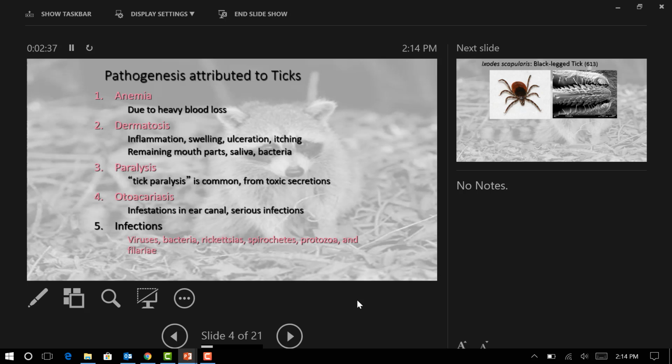Those are most often. Anemia is fairly rare, especially with an animal our size, maybe with an animal his size, but with an animal our size, you'd have to have a lot of ticks feeding really heavily to experience any level of anemia. Dermatosis, inflammation, that's going to be fairly common. Tick paralysis can be fairly common, but it tends to be short-lived paralysis. Otoacariasis, infestations in the ear canal, can lead to serious secondary infections. But yeah, the infections, these are the most common. These are the things that you tend to think of when you think of ticks.